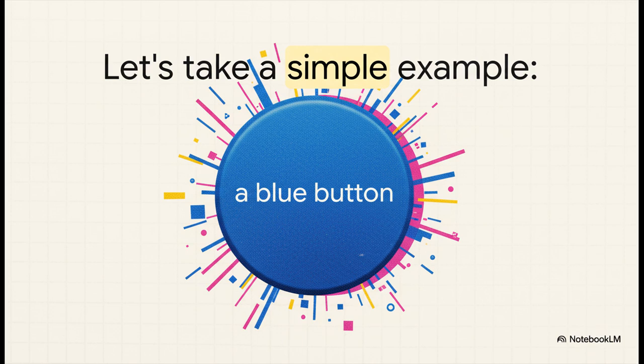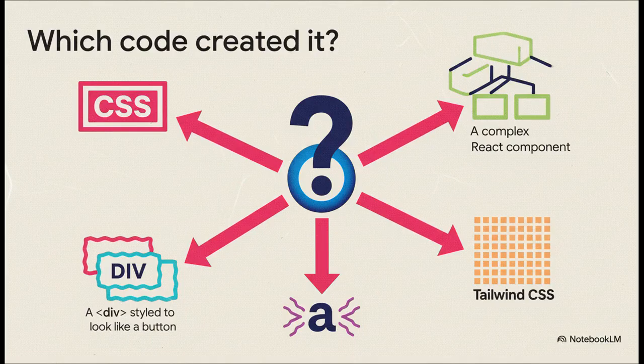We've all coded a million of these, right? A simple blue button. How hard could that possibly be for a super smart AI to figure out? Well, this right here is the abstraction gap in action. That one simple visual result, that blue button, could have been made by any of these methods, and a bunch more. Just from looking at the pixels, there's no way for the AI to know if you used plain old HTML, a fancy React component, or a utility framework like Tailwind. It's just taking an educated guess, and it's often wrong.